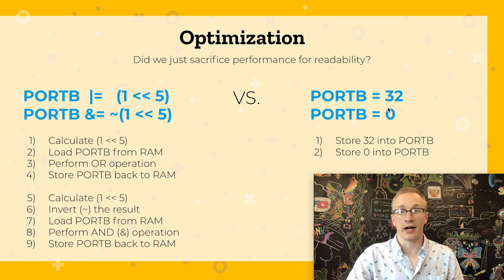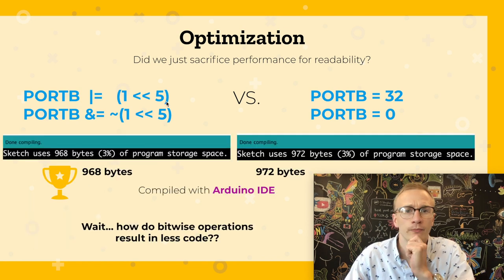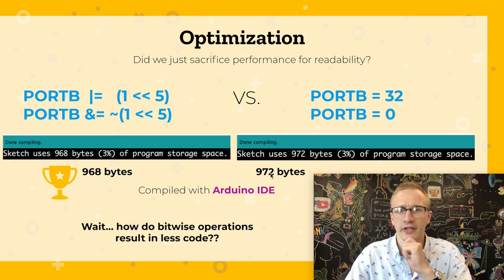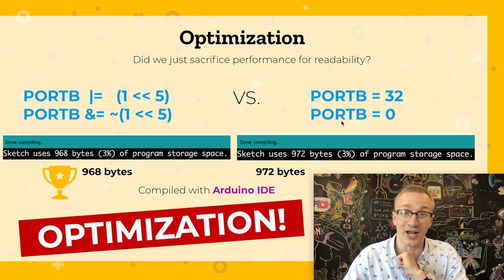Let's take a look at how this affects our code size when we compile it. So over here we use bitwise operations and our program size came to 968 bytes, but here we hard coded it and it's 972. So why is this program smaller than this program? Well, the answer is optimization.